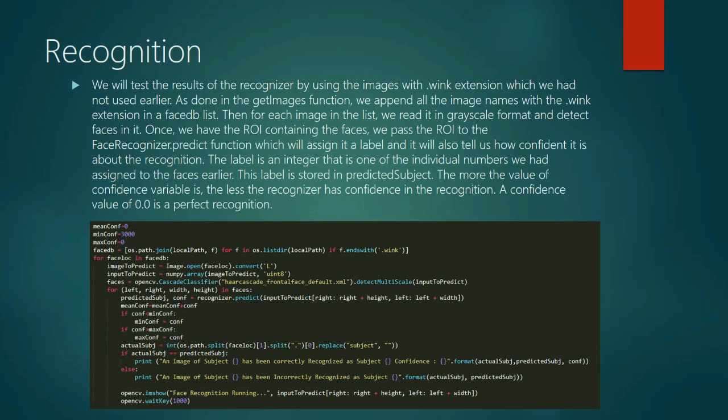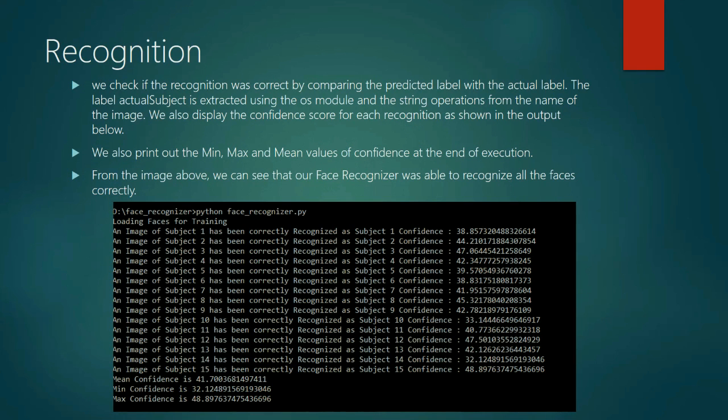The label is an integer that is one of the individual numbers we had assigned to the faces earlier. This label is stored in the predicted subject. The higher the value of the confidence variable, the less confidence the recognizer has in the recognition. A confidence value of 0 is a perfect recognition.